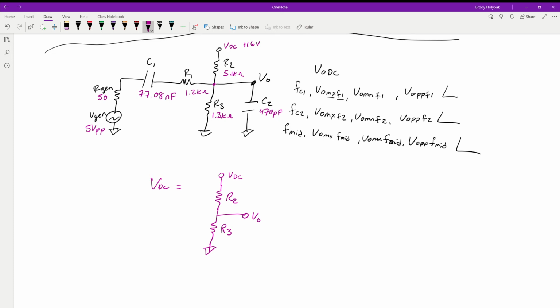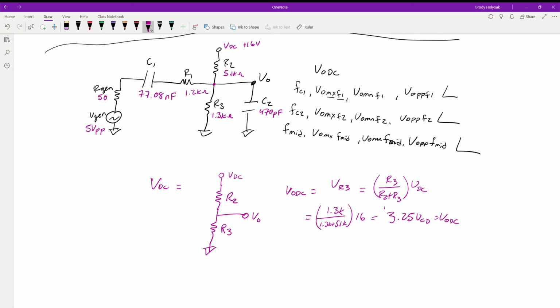So when we do that, V out DC is going to be equal to the voltage drop across R3, which we can find by taking R3 over R2 plus R3, multiplied by our VDC. So that comes out to be 1.3K divided by 1.3K plus 5.1K. Multiply that by 16, and that gives us 3.25 volts of DC bias.